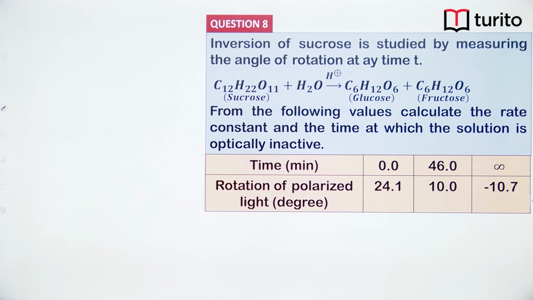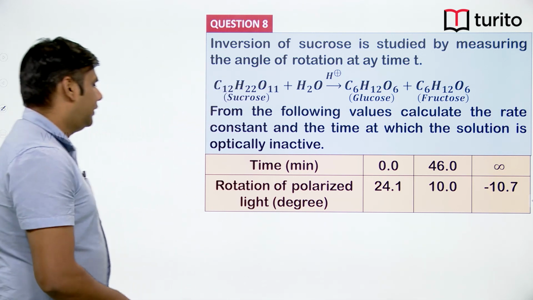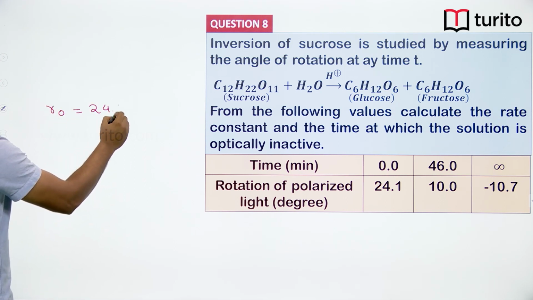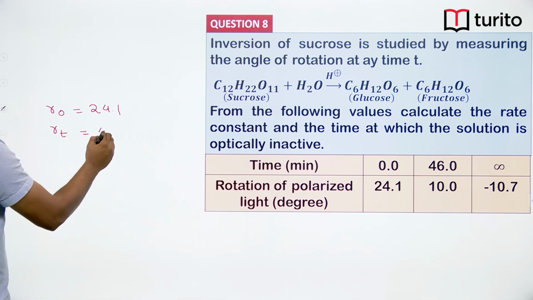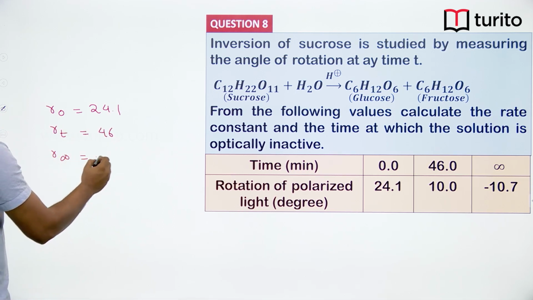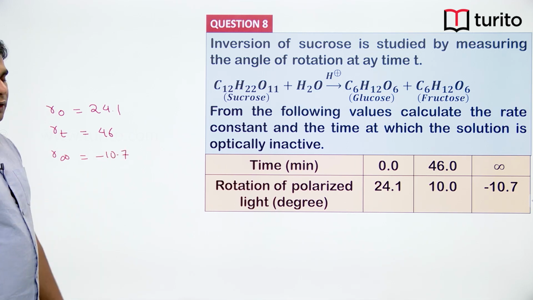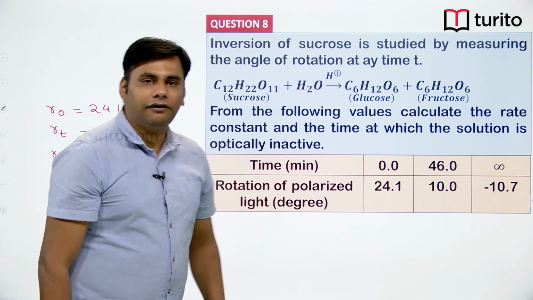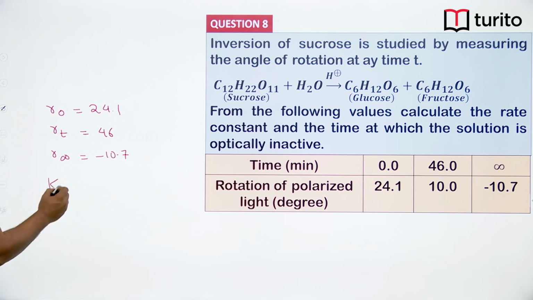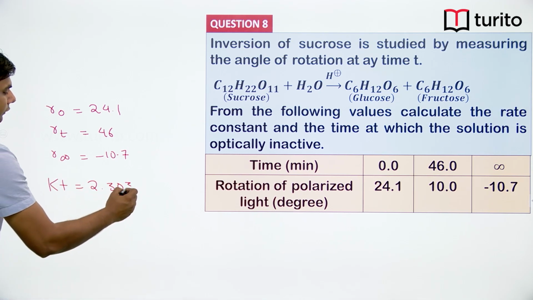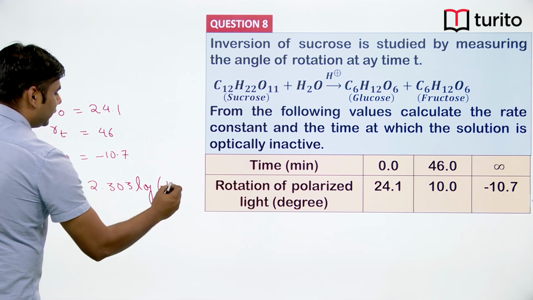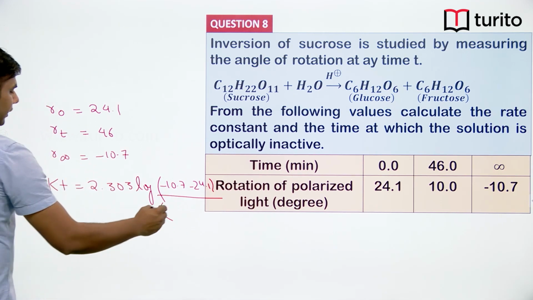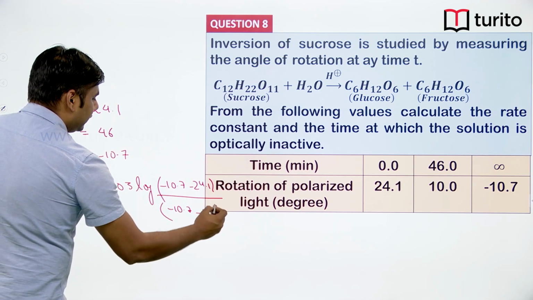Now let us look at this question. In this question we have been given at time t equals 0, R naught is 24.1, R t is 46, and R infinity is minus 10.7. Basically this is a pseudo first order reaction and every value has been given, which means we can find the rate constant. So Kt equals 2.303 log of (R infinity, minus 10.7, minus R naught, 24.1) divided by (R infinity minus R t).